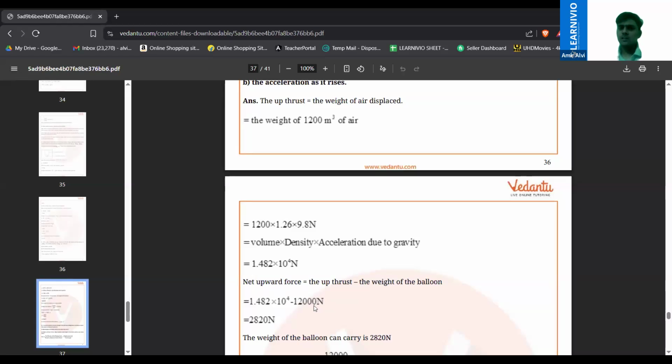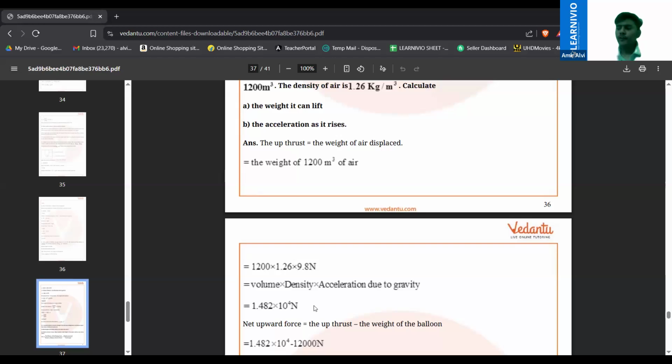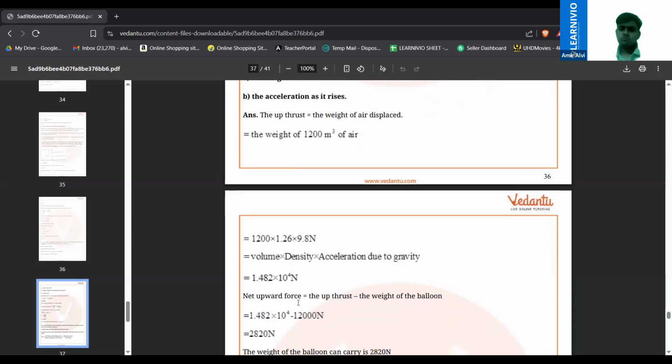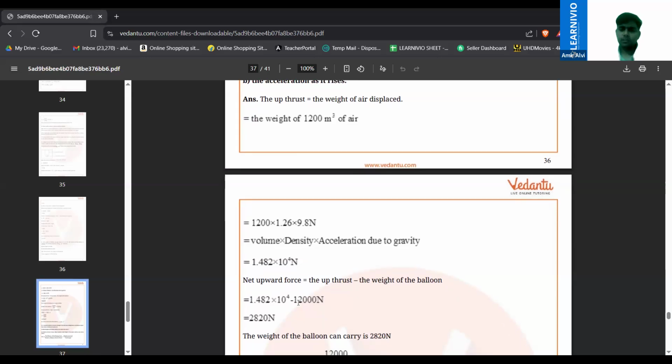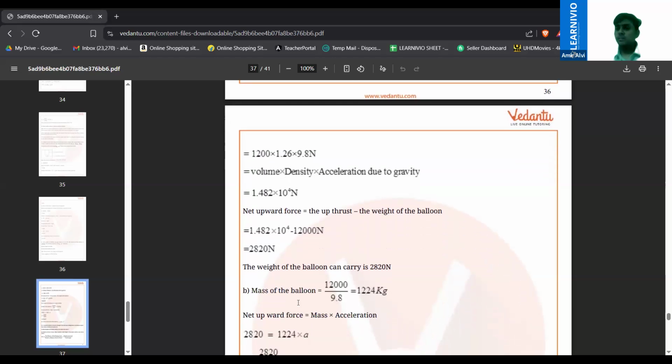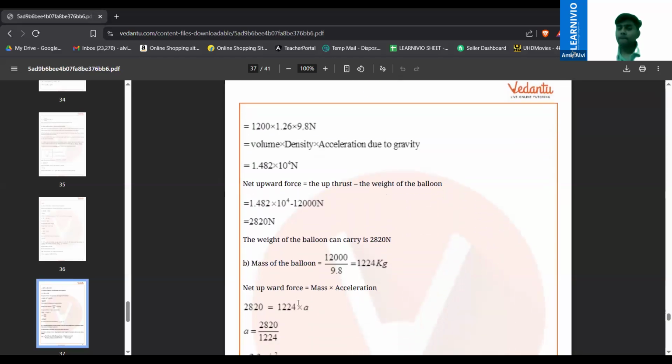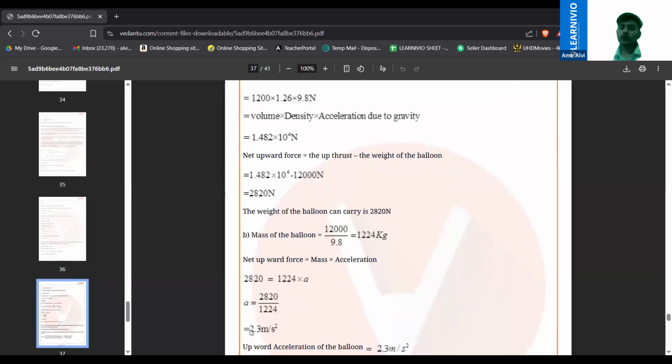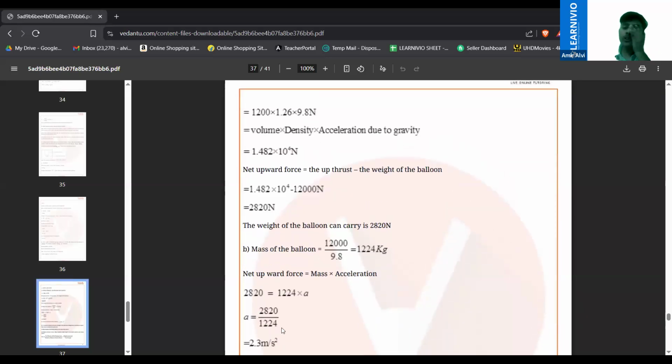Maybe some calculation mistake. No, sir, I got 14,817.6 and I subtracted 12,000. So have you taken g as 9.8 or 10? 9.8 I've taken, sir. With 9.8 the calculations, but still you are very close. 17 and 20 is not that big a difference. And what is the acceleration you have got? 1.8 meter per second square. That is a little bit different because it's 2.3. Okay, no issues.